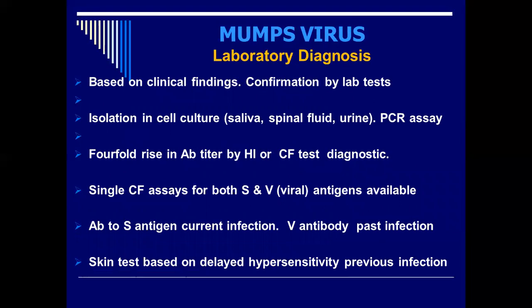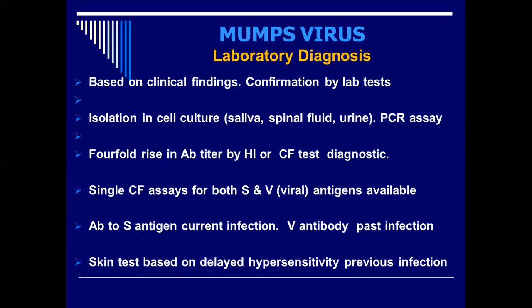The lab diagnosis of mumps is again based on the clinical findings, and we have confirmatory tests that can be used in the laboratory. We can go for isolation of the virus in cell culture. We can isolate the virus from saliva, spinal fluid, and urine, PCR assays, and other important tests. A 4-fold rise in antibody titer can be of use. We can have the hemagglutination test or the complement fixation test. These are again the diagnostic tests.